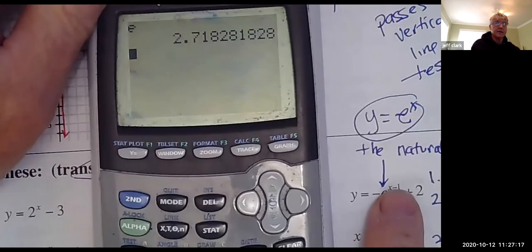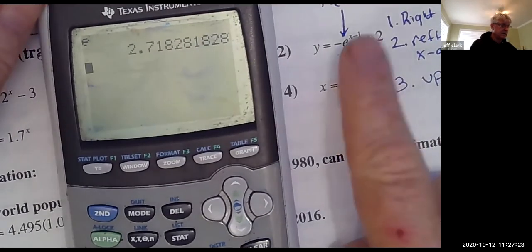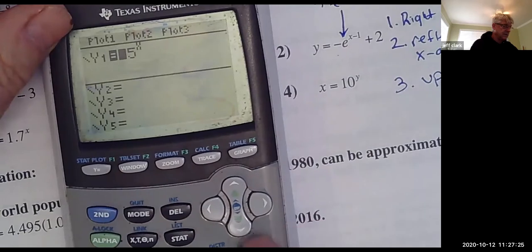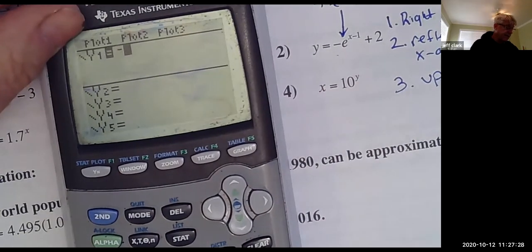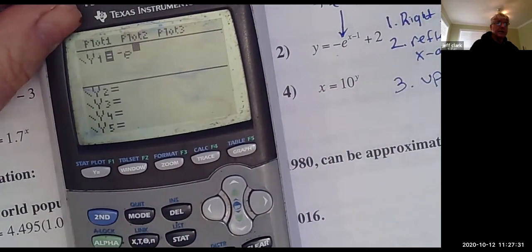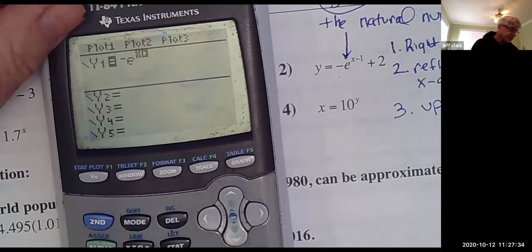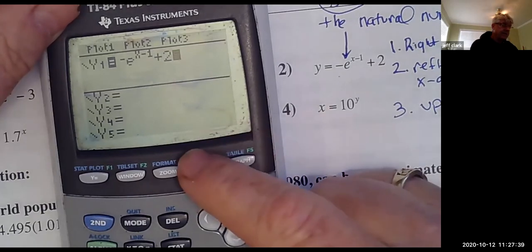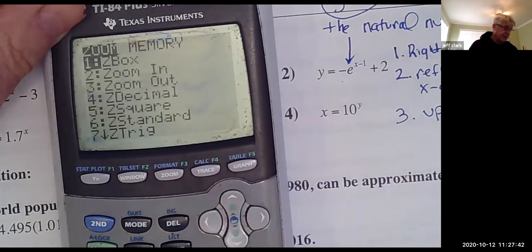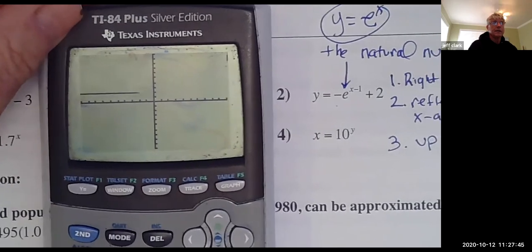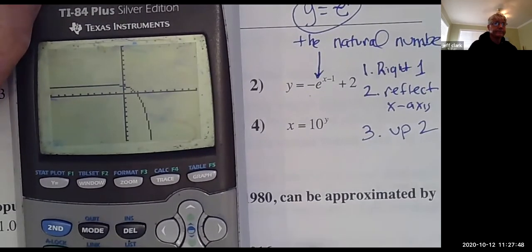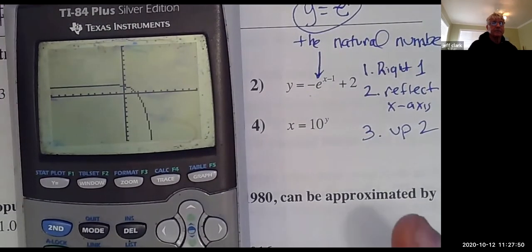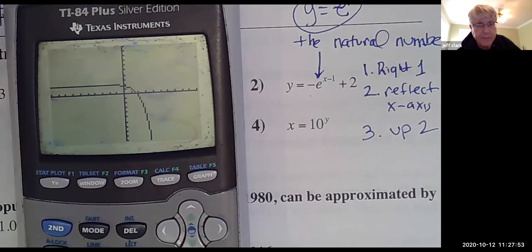And if you wanted to graph that, actually, just this right here, see what it looks like in general, negative e to the x. Okay, so that's x subtract 1. And I pop that down, and then plus 2. And then do zoom, standard 6. And here's the image. Kind of looks exponential, but it's upside down.